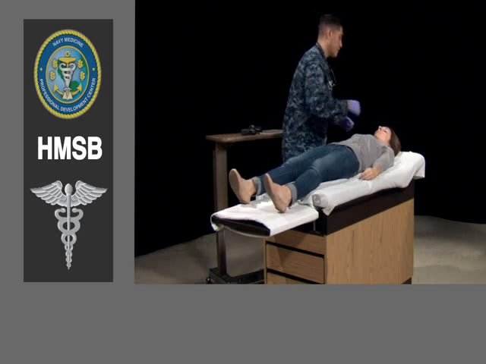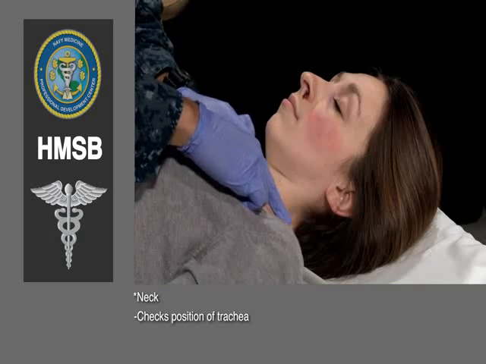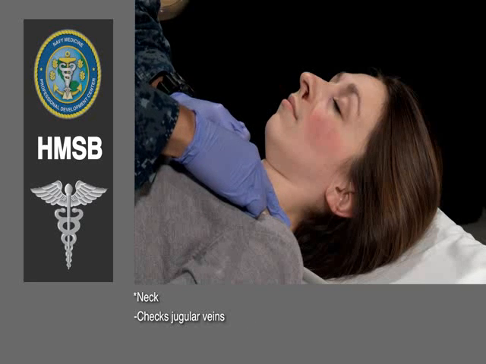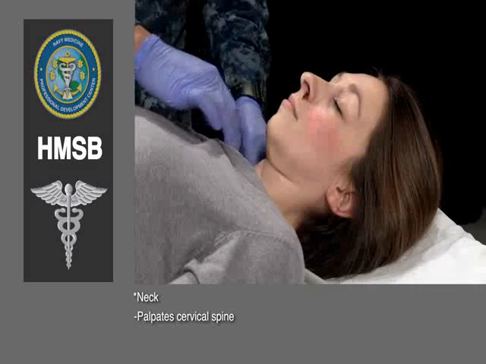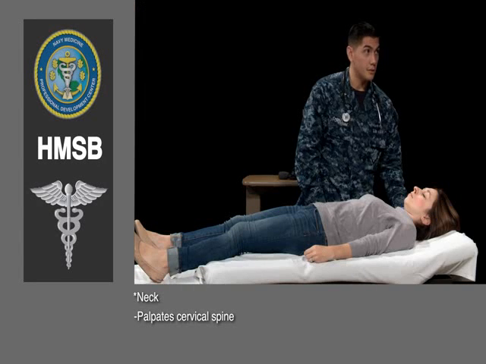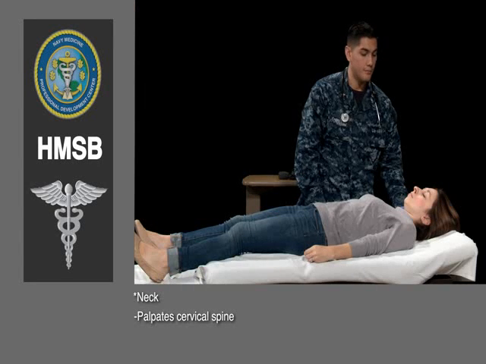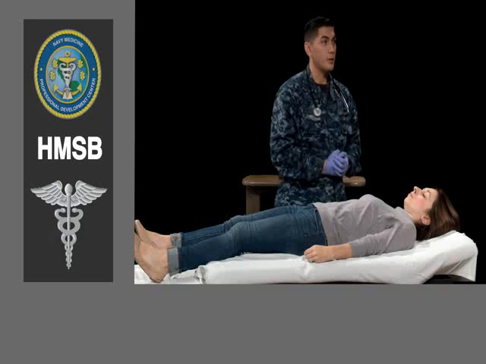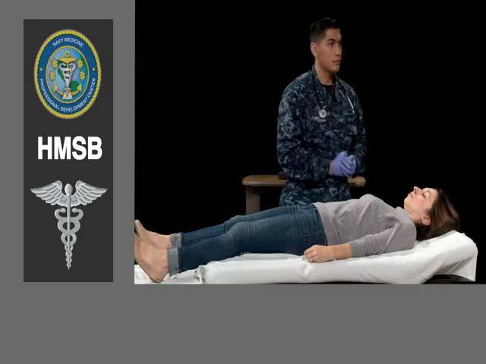Moving down to her neck, I'm going to look for any signs of tracheal deviation or jugular vein distension. I'm also going to palpate the posterior of her spine, looking for any signs of step-off. At this point, I would apply a C-collar.